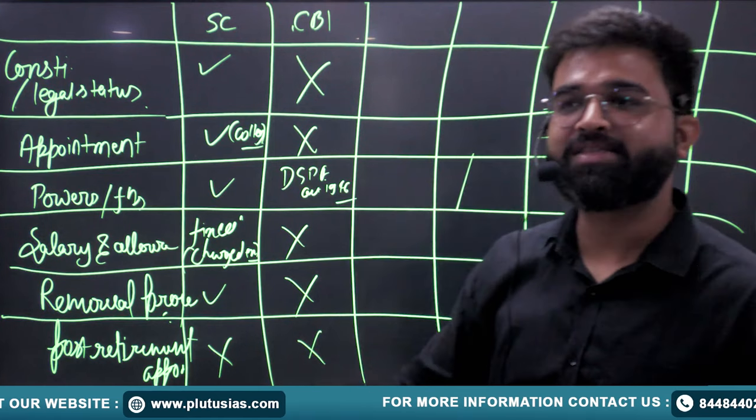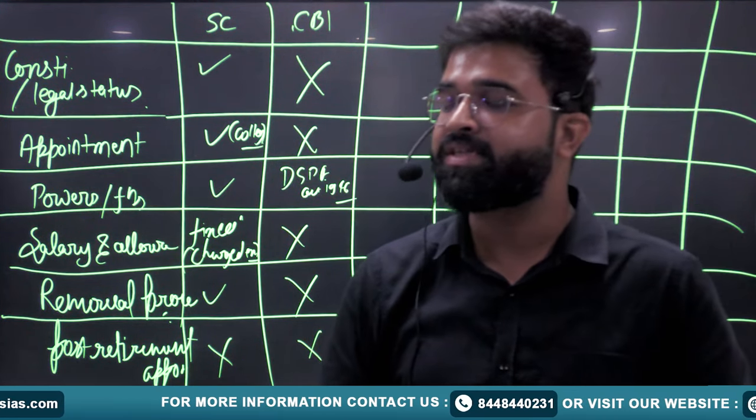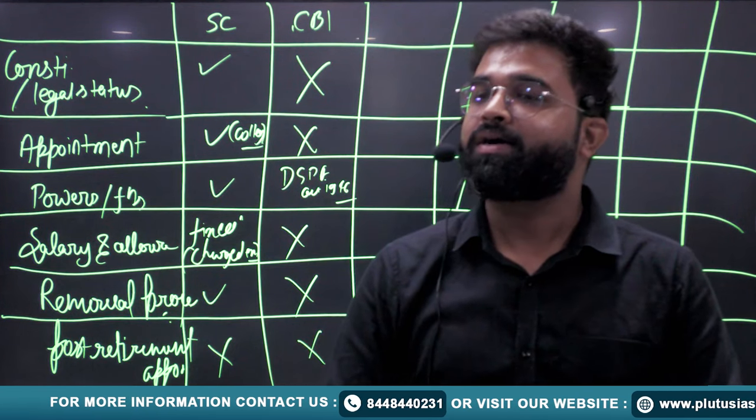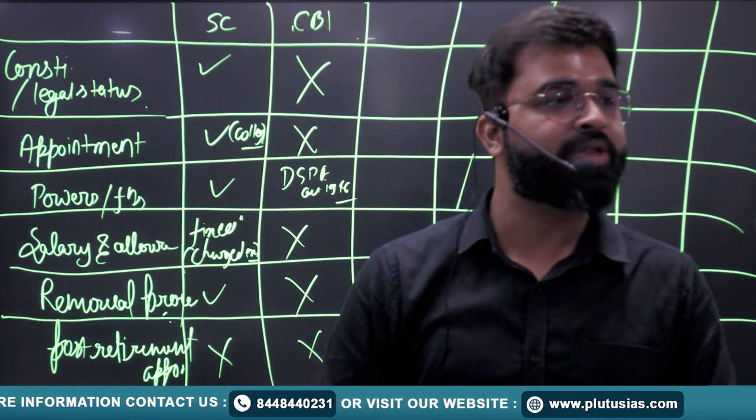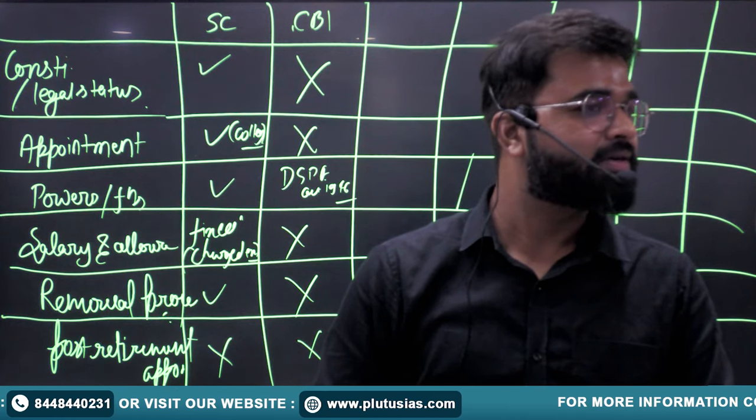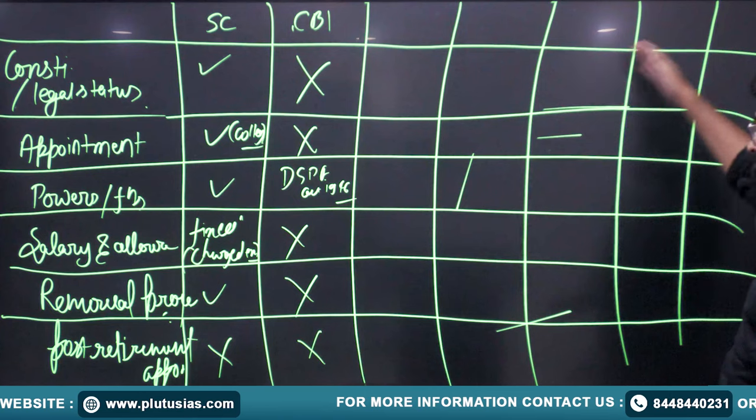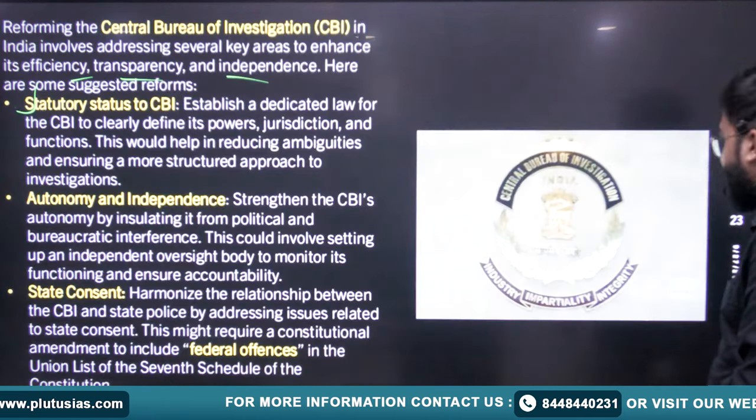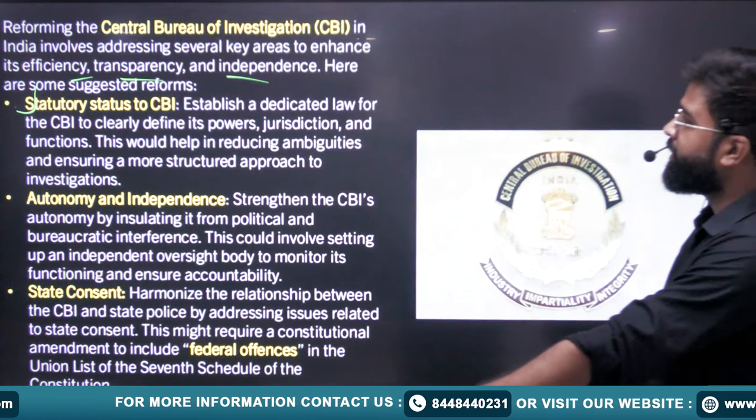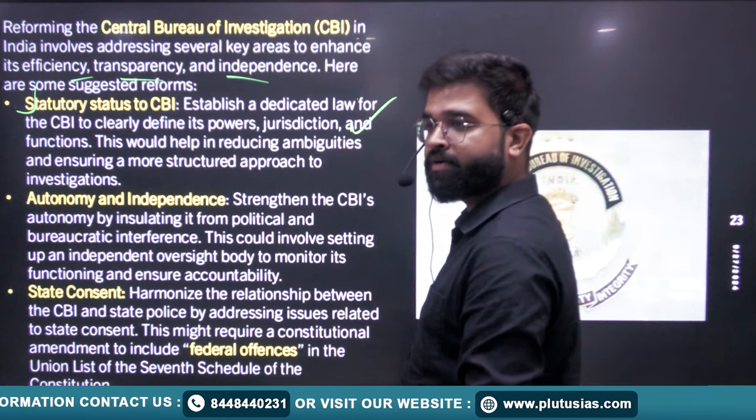So you can make this particular chart to find out which organization is immune from political interference. Yes? Is it okay? है ना? तो ये बाकी organizations के लिए भी बना देना, अभी time नहीं है, नहीं तो मैं बना देता. ठीक है? So statutory status to the CBI should be given first.